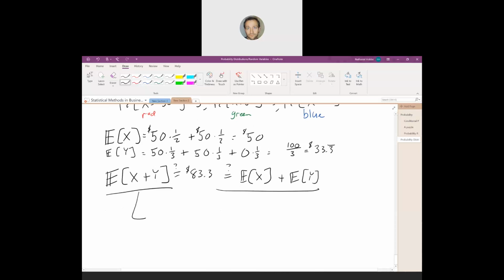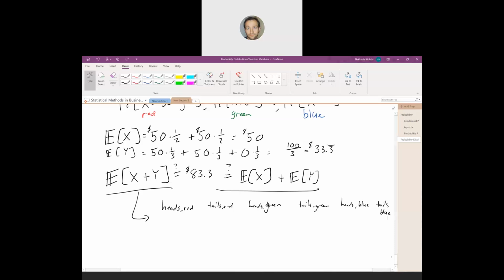Then, taking this, you could get heads red, tails red. Heads green, tails green. Or heads blue, tails blue. These are all of, if you're playing this game one right after the other, these are the different outcomes.